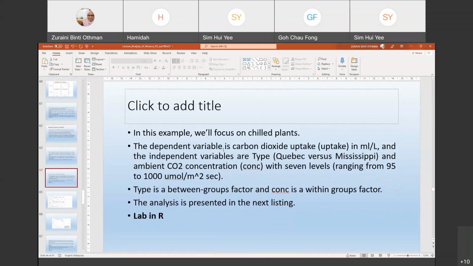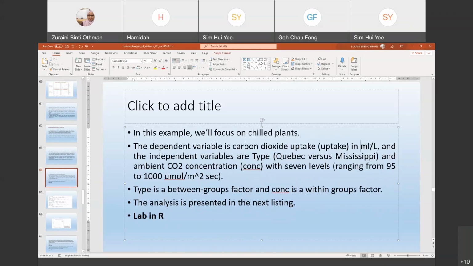The dependent variable is carbon dioxide uptake, and this is the unit for that. The independent variables are type, Quebec versus Mississippi, and ambient carbon dioxide concentration. This is the ambient carbon dioxide concentration.